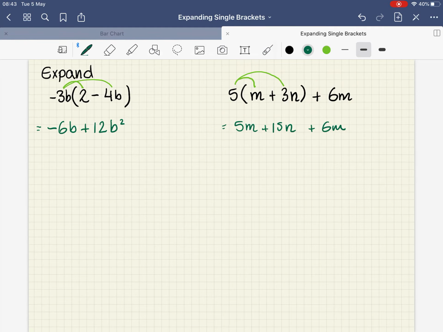And realistically, this question should have said expand and simplify. So the next thing we do, we want to collect our like terms. So I've got 5m plus 6m. So I just add the numbers together. So 5 add 6 is 11. So it's going to be 11m. And then nothing joins that 15n.